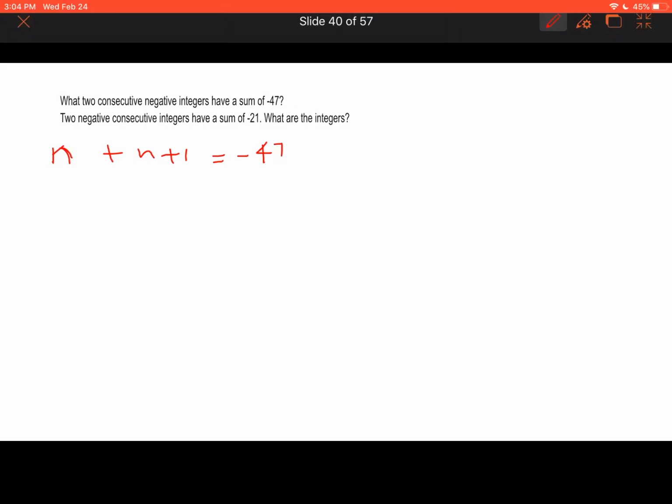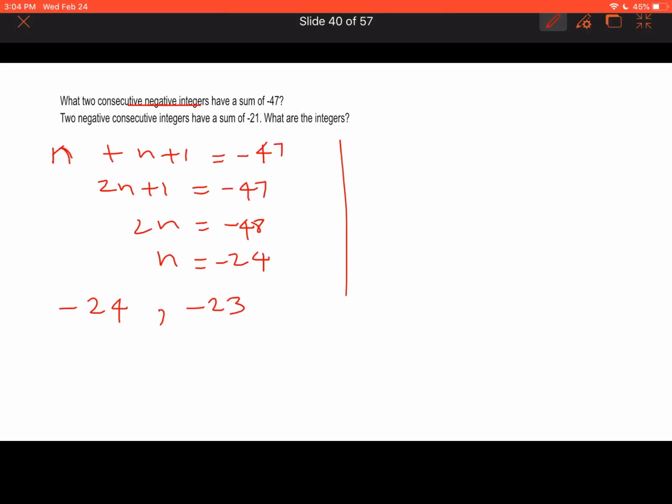They want us to find what the numbers are, right? So 2n plus 1 is equal to minus 47, 2n is equal to minus 48, n is equal to minus 24. So one of the numbers is minus 24, the second number is n plus 1, minus 24 plus 1, which is minus 23. So ultimately we have got the consecutive negative numbers. There is not much strain when they ask for negative numbers.